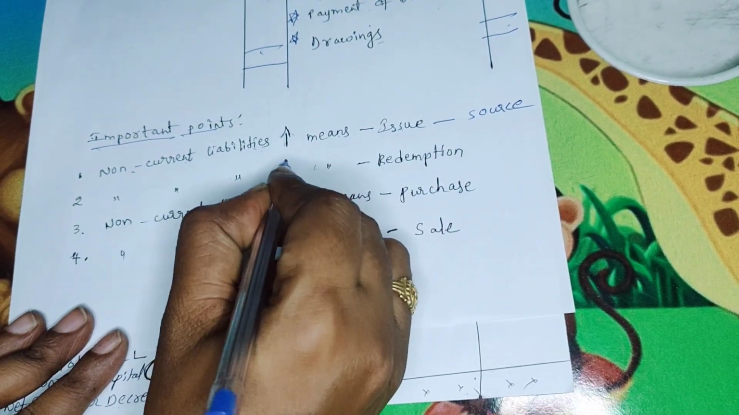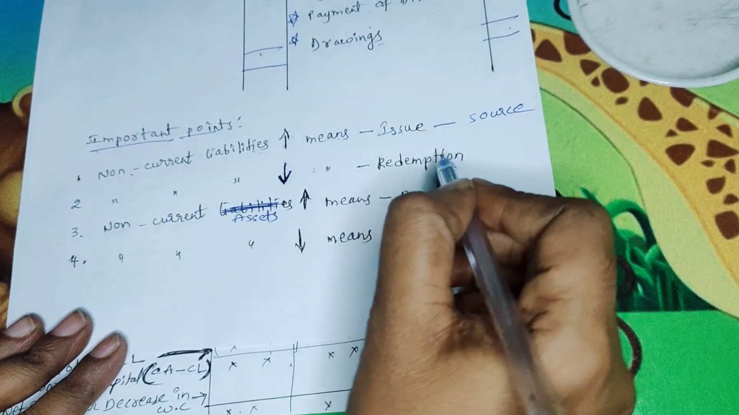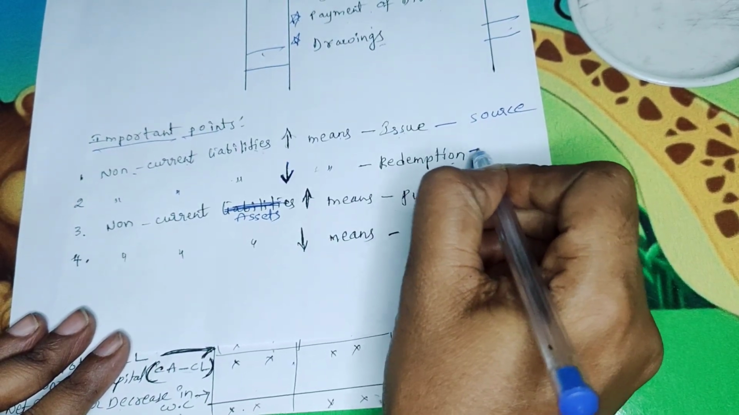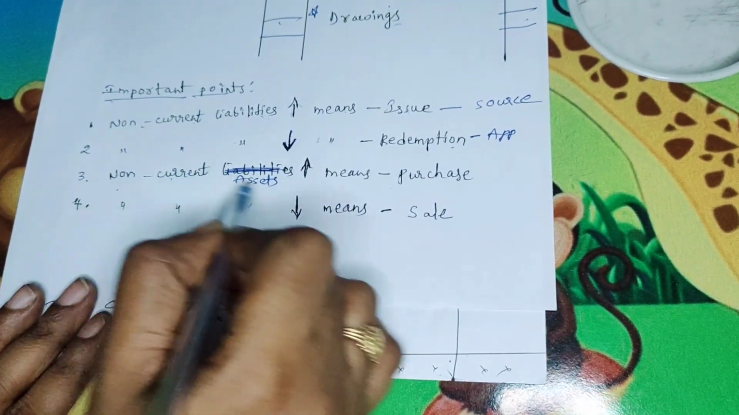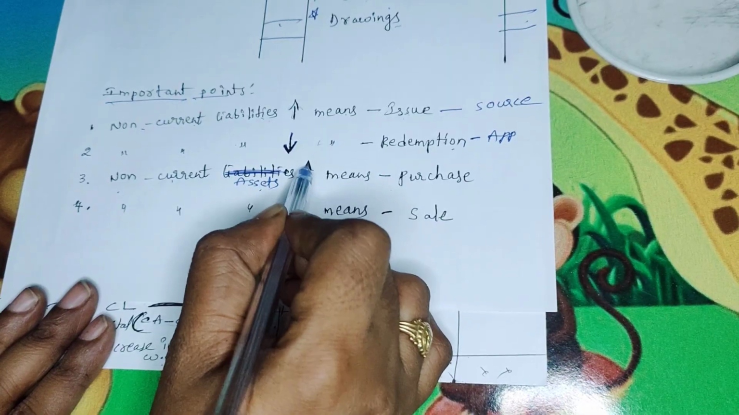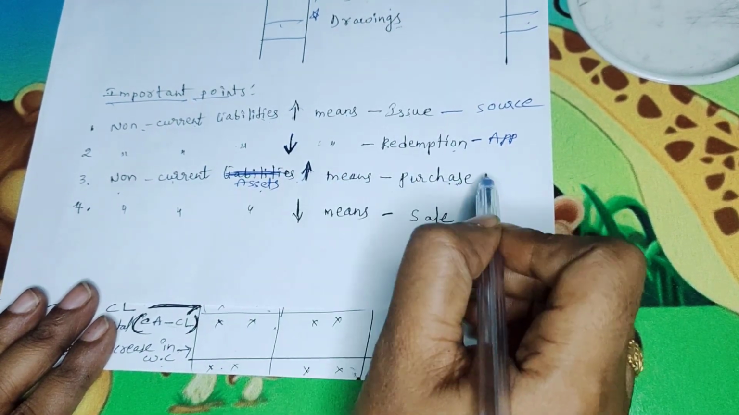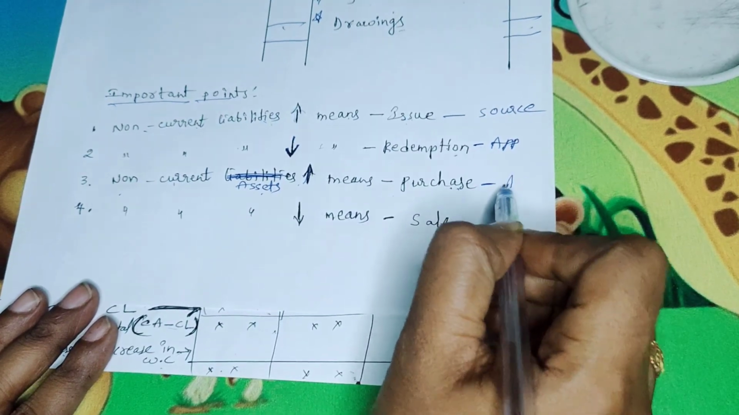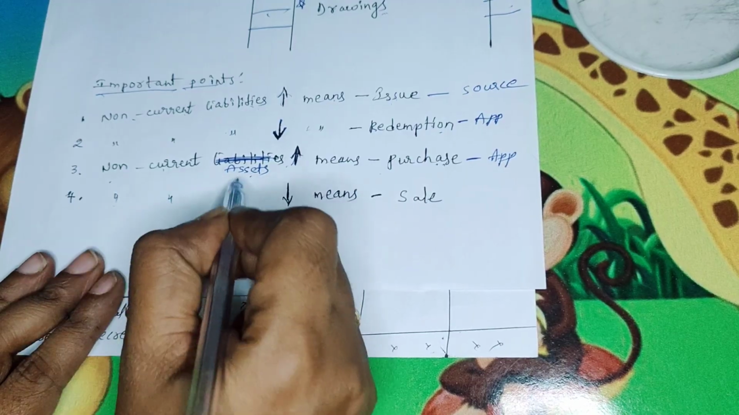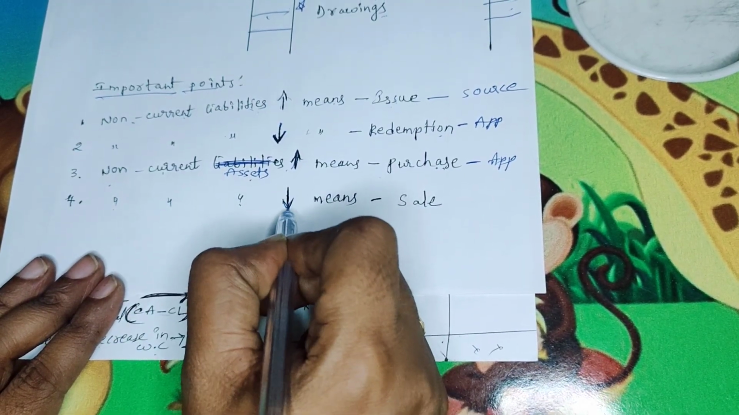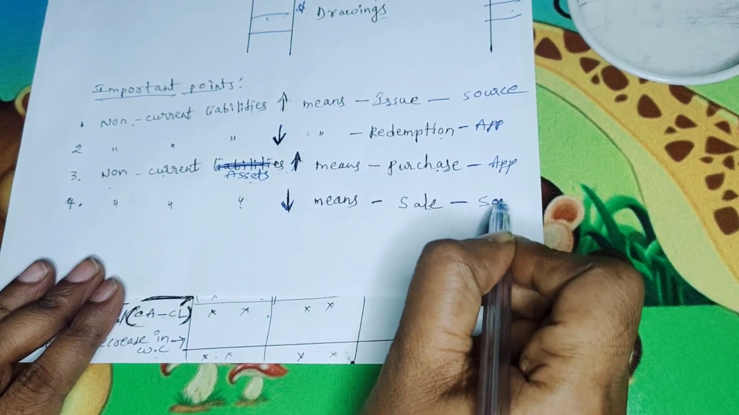Non-current liabilities decrease. Decrease means redemption, that is nothing but repayment. It will come under the application side. And non-current assets increase means purchase. If it is an increase, purchase, that will come under the application side. Non-current assets decrease means sale, that will come under the sources side.